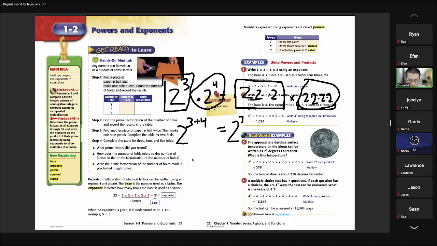Here's another one. Let's say I have, instead of 2 to the third times 2 to the fourth, let's say I have 2 to the fourth divided by 2 to the third. How would I simplify this, Ryan? Go ahead. You just minus the exponent. Okay, so I get 2 to the 4 minus 3. And what would I get? 2 to the power of 1, which is the same thing as 2, right?